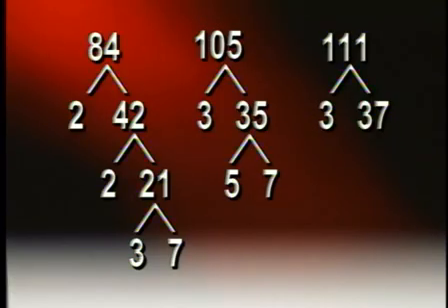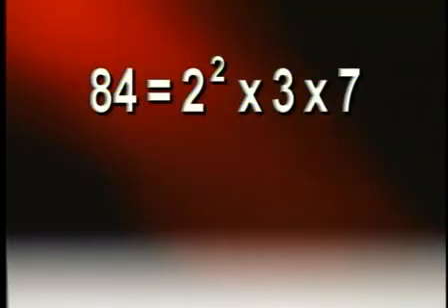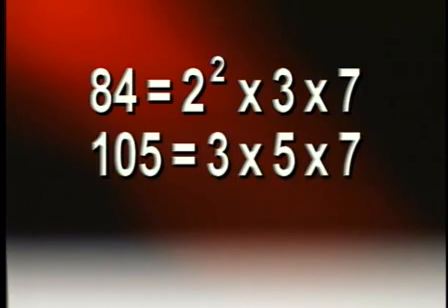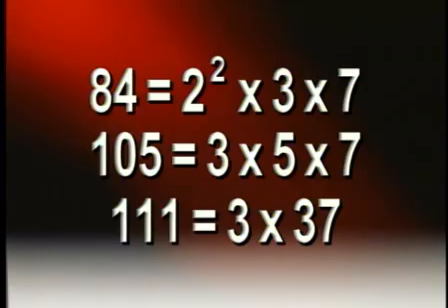So now we see the product of primes for our 3 numbers. 84 is 2 squared times 3 times 7. 105 is 3 times 5 times 7. 111 is 3 times 37. You'll notice that those 3 numbers each had a factor of 3. That is, they had a common factor.